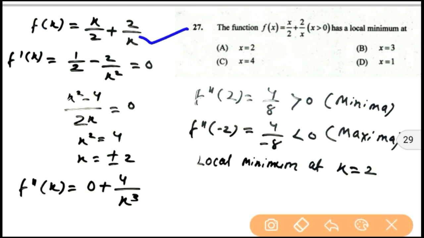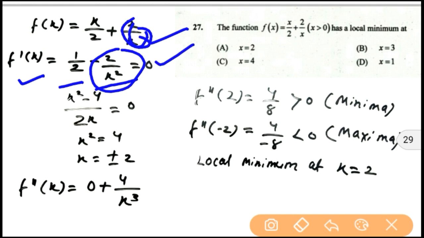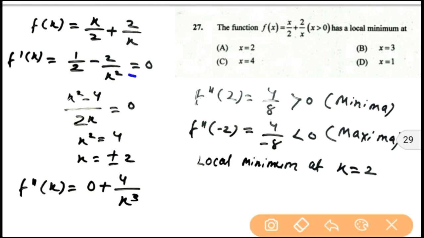So here this is the function. So f dash x equals half minus its derivative, 2 by x square. Its derivative is minus 2 by x square, which equals 0. So equating to 0, we will get x equal to plus or minus 2. Now again we take the second order derivative of this. We will get 0 plus 4 by x cube.